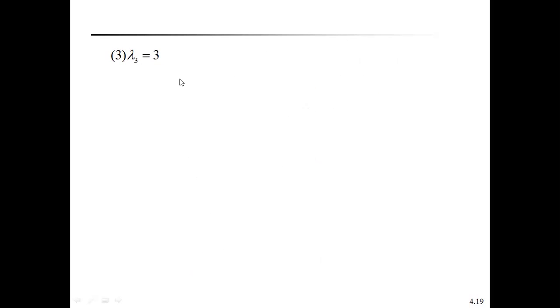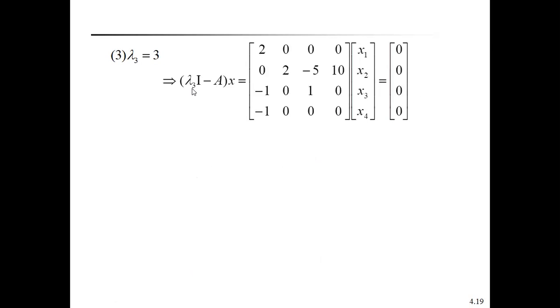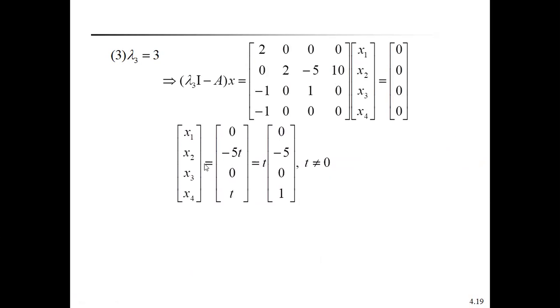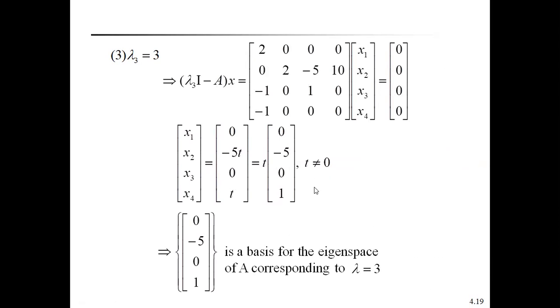For lambda 3 equal to 3, here also we can write lambda 3 I minus A into x, equal to the zero matrix. Therefore, we write the solution as the column vector x1, x2, x3, x4 by reducing into echelon form. We can get this: t into 0, minus 5, 0, 1, where t is not equal to 0. Here, only one vector is a basis for the eigenspace of A corresponding to lambda equal to 3.